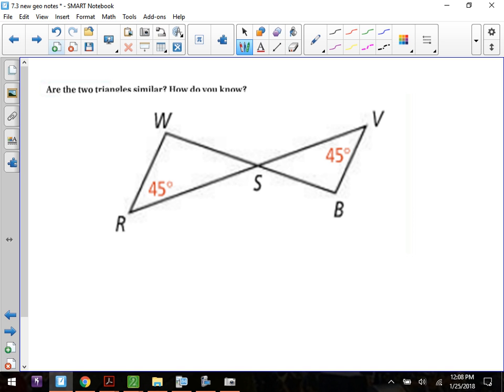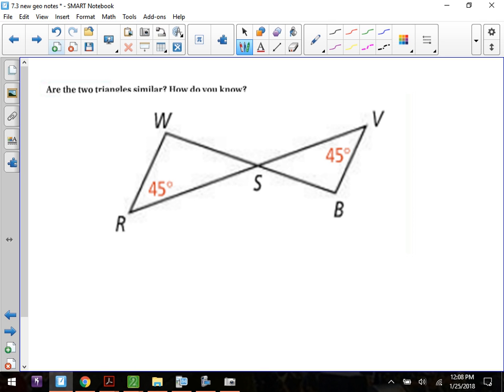For example, are those two figures going to be similar? Guess what? Angle angle. It's because of angle angle. One of the things you can do here is, obviously around point S, you get vertical angles, correct?